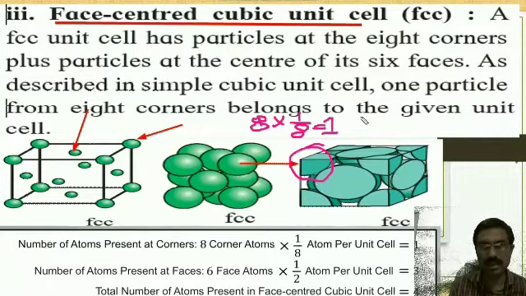And there are 6 particles at the faces of the cubic unit cell. Each particle constitutes only 1/2 part.